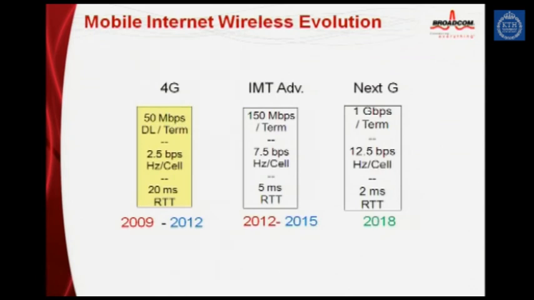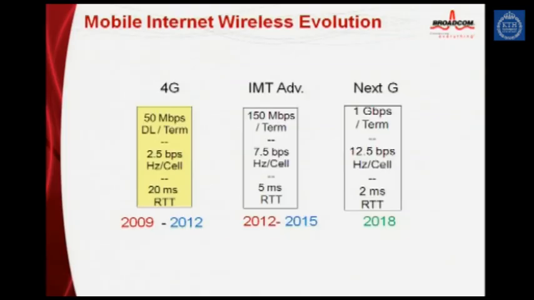GSM, when it first came out, had a spectral efficiency of about 0.1 bits per hertz per cell. The earlier version of 3G, release 99 and releases 2 and 3, were about 0.5 bits per hertz per cell. HSPA plus is probably getting close to 2.5, a little lower than that. But 2.5 and 7.5 are big numbers. They're very hard to get to. But we finally have got there. And the round-trip time is about 5 milliseconds. This is what we're aiming for in the next 3-4 years.